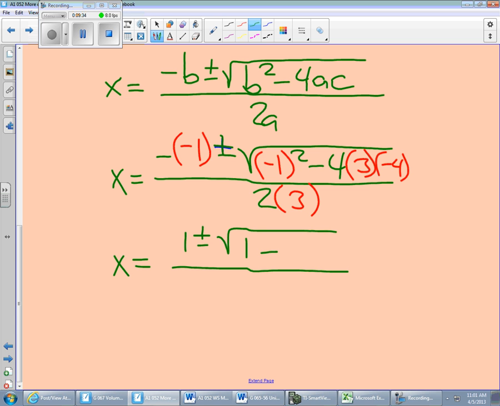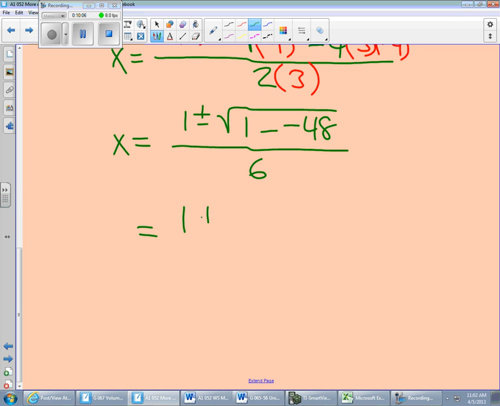Let's see what else we've got going on down there. I'm going to leave this minus sign underneath the radical for a minute and figure out what this big number at the tail end of that radical is. 4 times 3 is 12. 12 times 4 is 48. Positive 12, negative 4, negative 48. We'll deal with this double negative in a moment. In the denominator, we got 2 times 3, which is obviously 6.